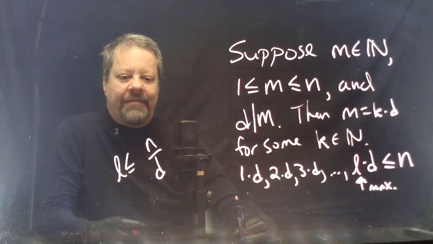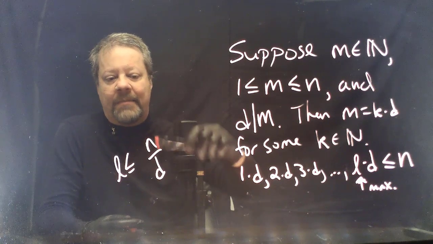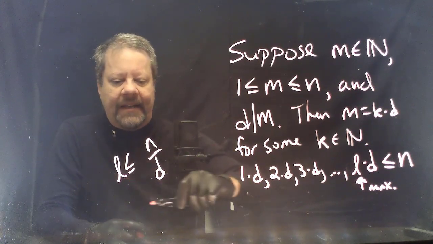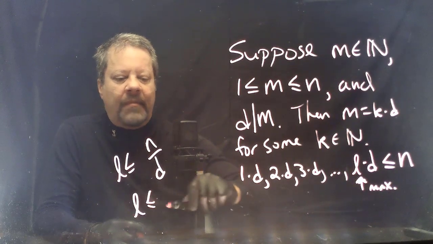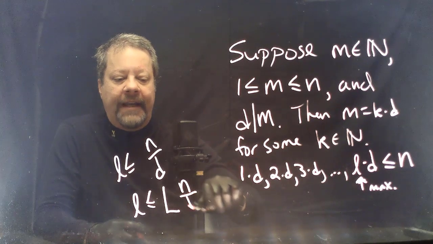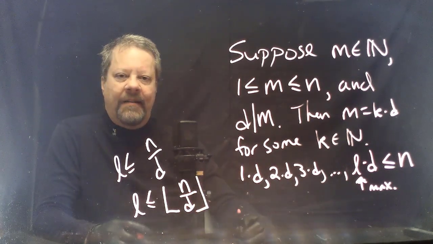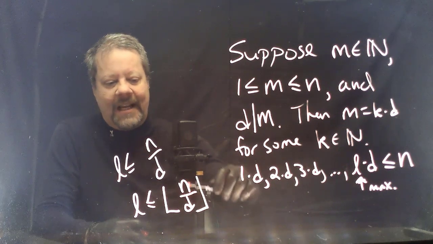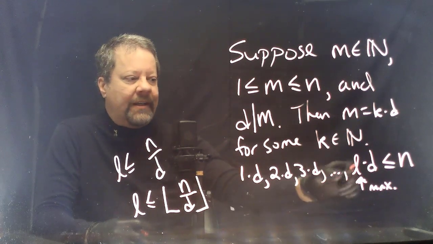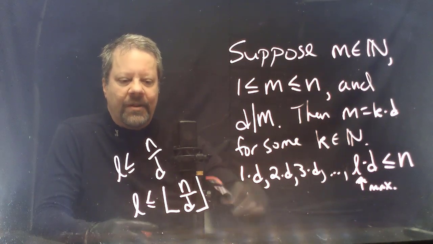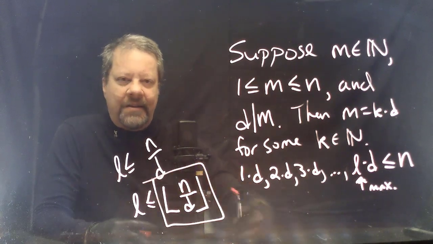So d doesn't divide n evenly. This might be some fraction. So the biggest L can get is the floor function of n divided by d. That will be the largest integer that you can possibly choose that's less than or equal to n over d, so that L times d is still smaller than or equal to n. So there's our answer.